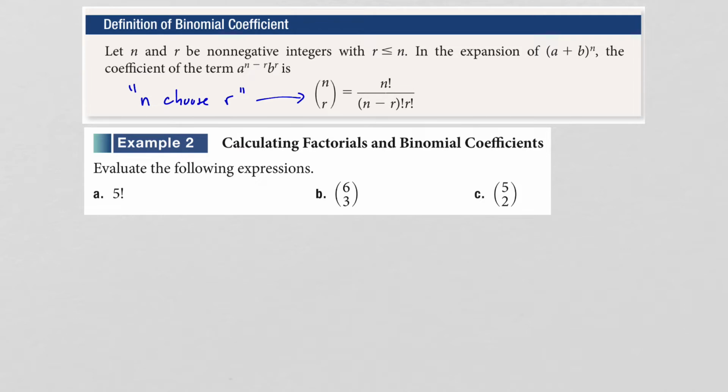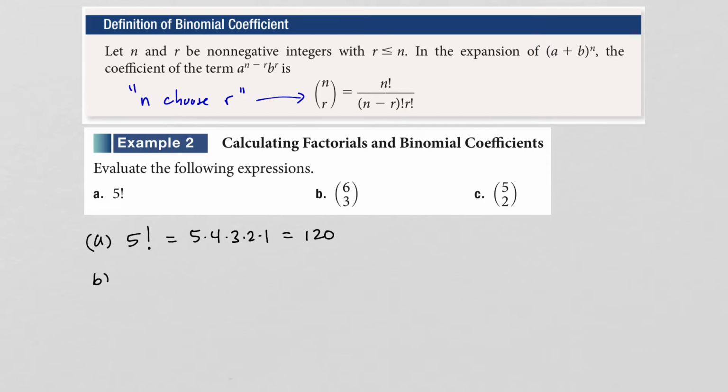And I know that can be a little bit tricky, but let's go ahead and take a look at some examples down below here. Now, the first example here is a simple factorial. They ask you to calculate 5 factorial. We did this on the previous page, but let's go ahead and do it again. 5 factorial is simply 5 times 4 times 3 times 2 times 1, and this is 120.